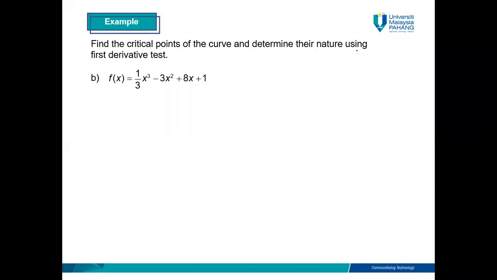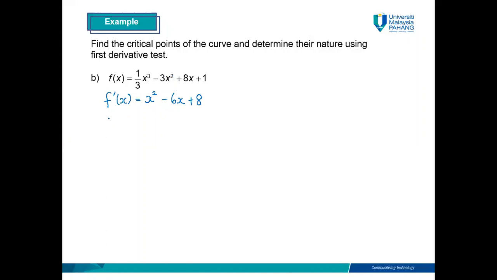Find the critical points of the curve and determine their nature using the first derivative. So we want to find the critical points, so you have to differentiate first. f prime x is equal to 1/3, the 3 comes down, so it becomes just x squared, minus 3 times 2, 6x, plus 8.